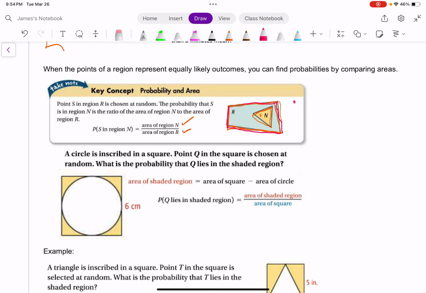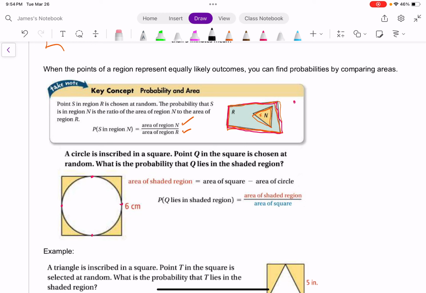This first question says a circle is inscribed in a square. Inscribed means that it's tangent there, there, and there. Tangent meaning it touches one time at each of those segments. It says point Q in the square is chosen at random. What is the probability that Q lies in the shaded region?